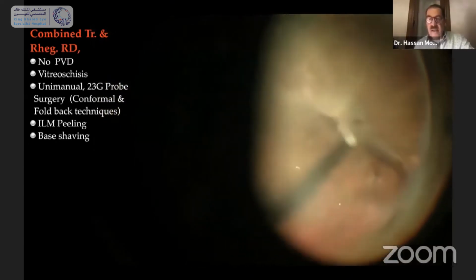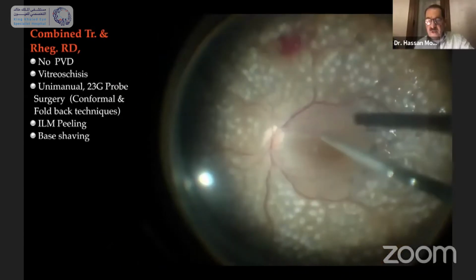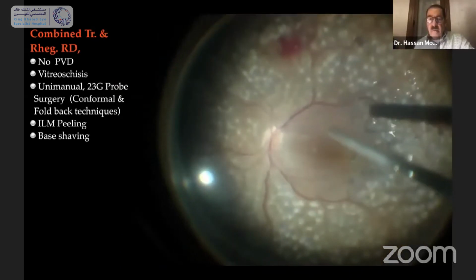Using the chandelier and indenting for myself, I also use the probe to dissect peripheral fibrovascular proliferation, and then laser was applied, and there was only one break, whether this was the original break or an iatrogenic break, but this is the case at the end of the surgery.